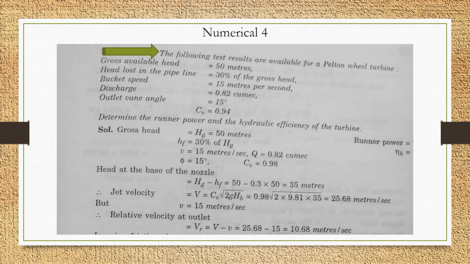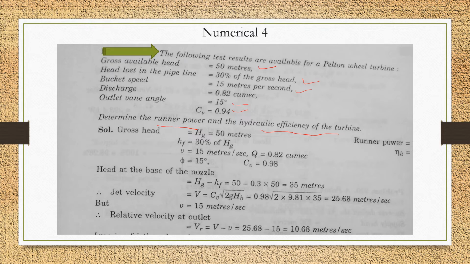Now this is the fourth numerical. This is a slightly longer numerical wherein we have the gross available head, the head lost in the pipeline, the bucket speed, the discharge, and the outlet vane angle. Coefficient of velocity is also given. We have to find out the runner power and the hydraulic efficiency of the turbine.